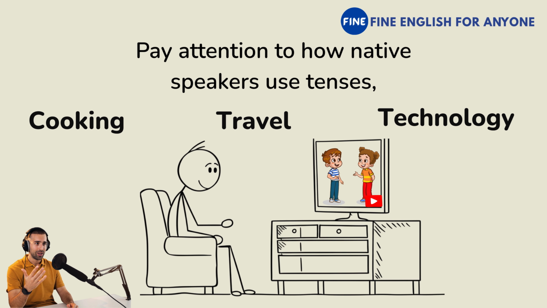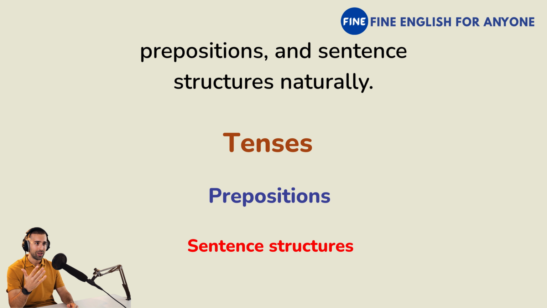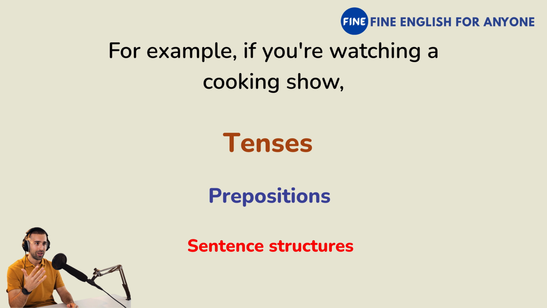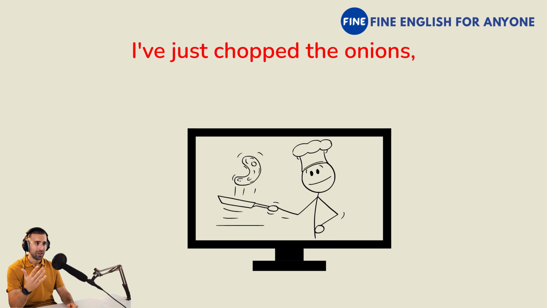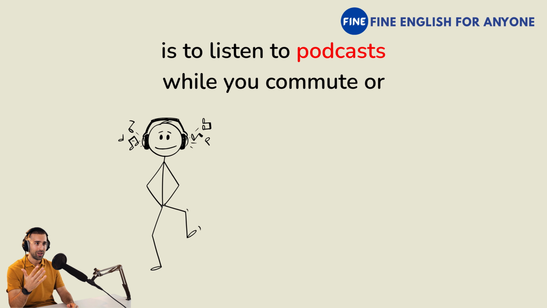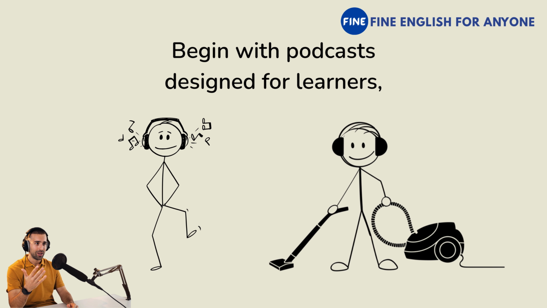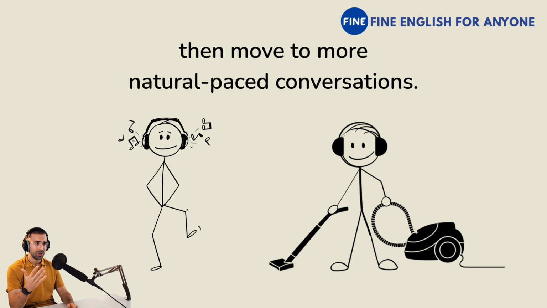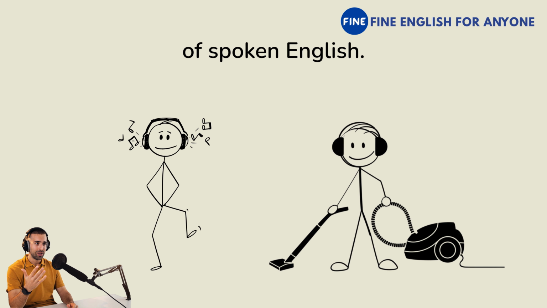Pay attention to how native speakers use tenses, prepositions, and sentence structures naturally. For example, if you're watching a cooking show, notice phrases like, "I've just chopped the onions," or "We're going to simmer this for 5 minutes." Another great option is to listen to podcasts while you commute or do chores. Begin with podcasts designed for learners, then move to more natural-paced conversations. This helps you get used to the sound and flow of spoken English.